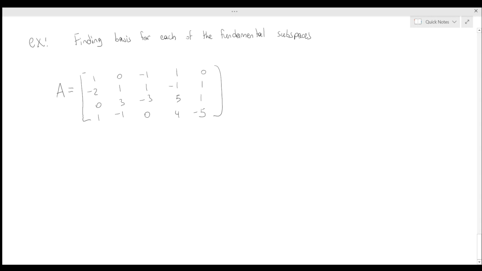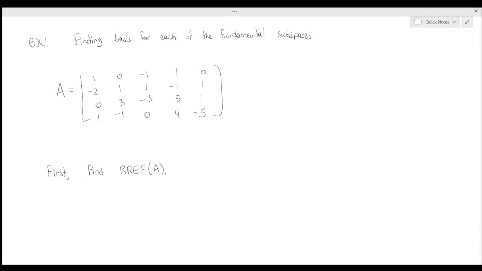All right, now, if you're given a problem where you want to find a basis for each of the 4 fundamental subspaces, it's easiest, in my opinion at least, to first reduce your matrix all the way into the reduced row echelon form. So for me, that would be the first step, is to reduce your matrix into the reduced row echelon form.